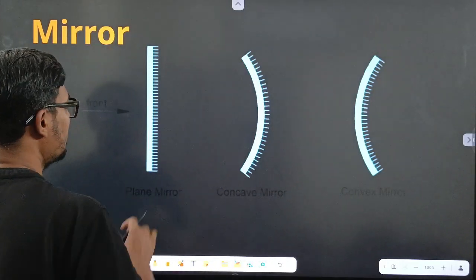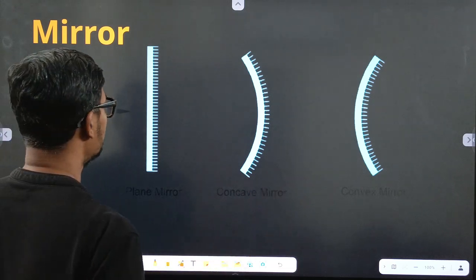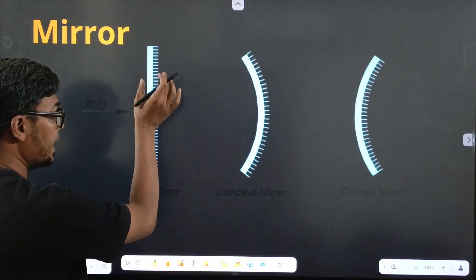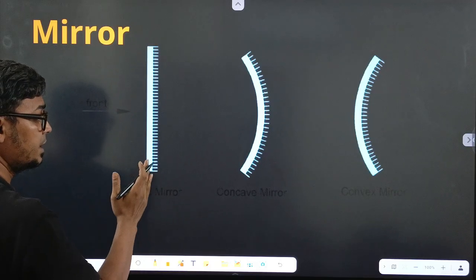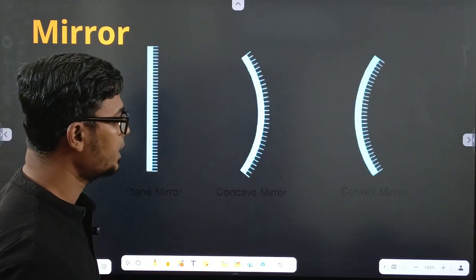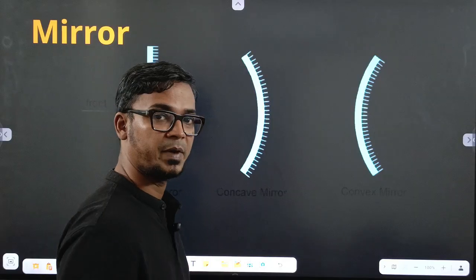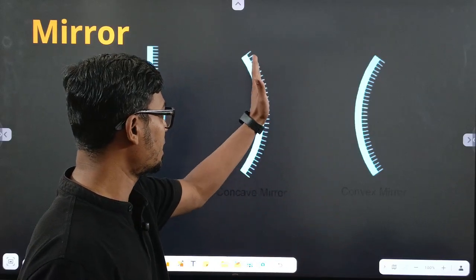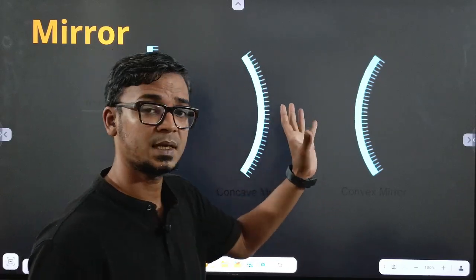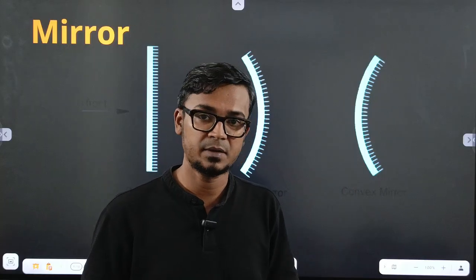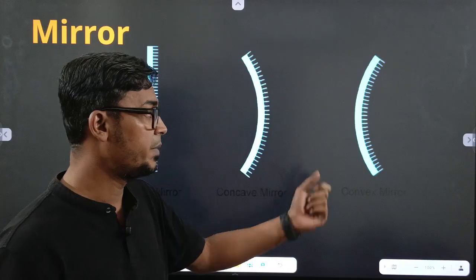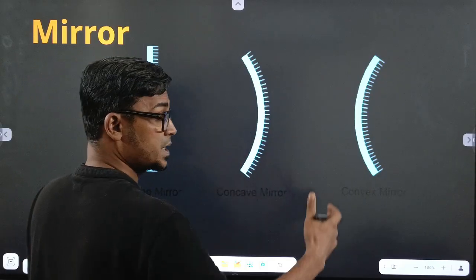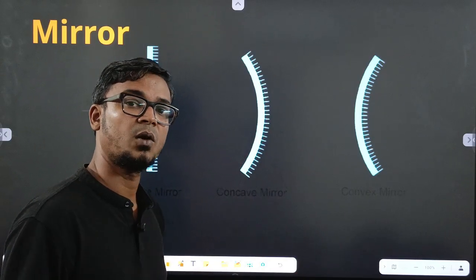So, there are two types of mirror. First is the plane mirror. We can see this is a plane surface, so it is called a plane mirror. Another is the spherical mirror, because this is a curved mirror and this is a part of a sphere. That's why it is called a spherical mirror. There are two types of spherical mirror: one is the concave mirror and another is the convex mirror.